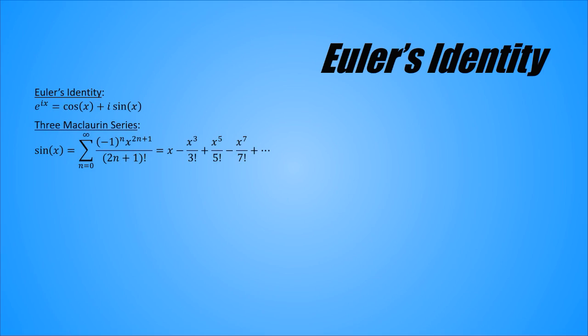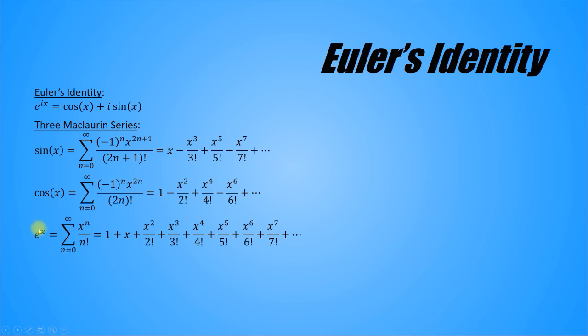Here's the Maclaurin series for the sine function. Notice that all the powers of x in this series are odd. This makes sense because sine is an odd function of x. Here's the Maclaurin series for the even function cosine x, and not surprisingly, all the powers of x in this series are even. And here's the Maclaurin series for the function e to the x, which is neither even nor odd. And so, unsurprisingly, this series contains even and odd powers of x.